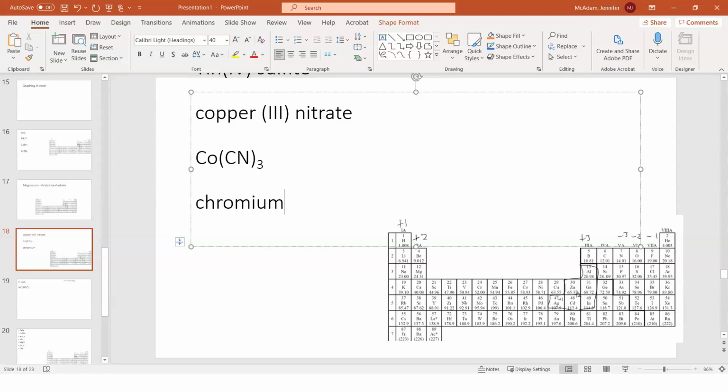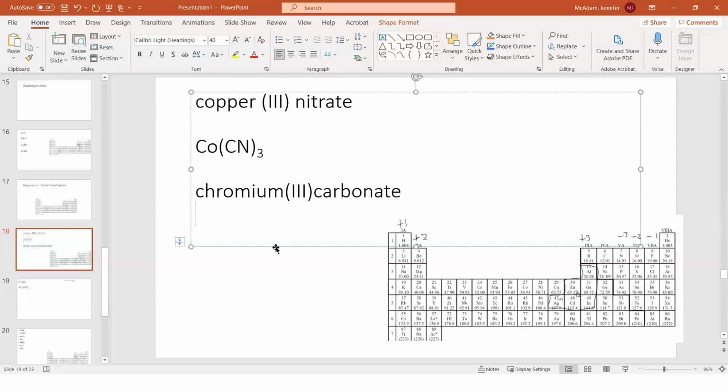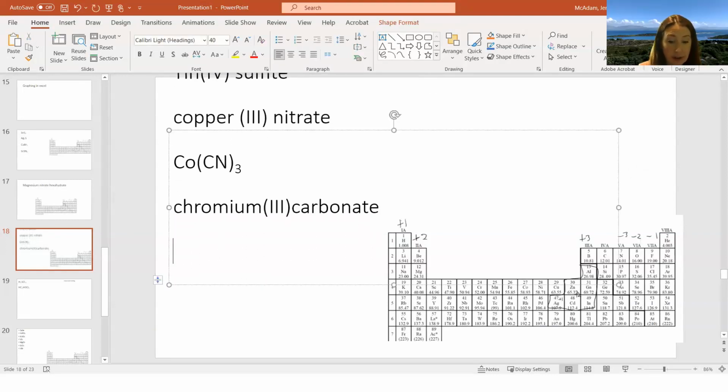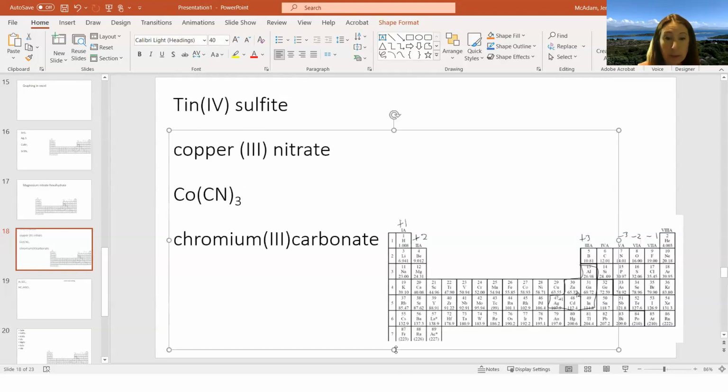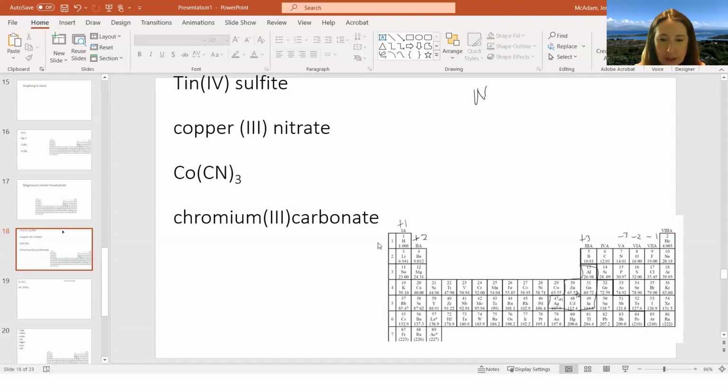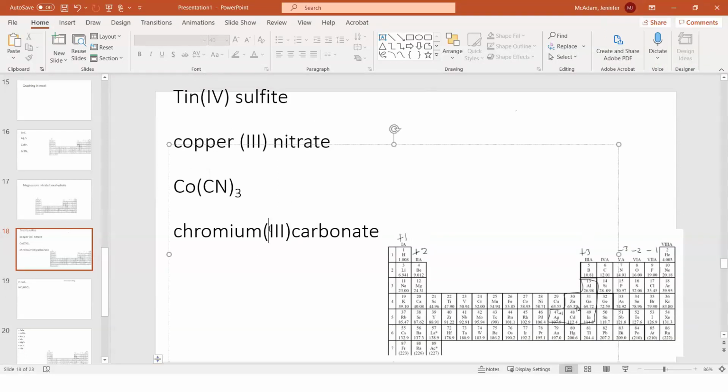I have a question for the molecular ones. If the first element has a prefix, how would be the ending of that word? Would it end with IDE? No, you just say whatever it is. So like if it was P2, you would say diphosphorus. I know it seems a little weird, but if it said N2, that would just be dinitrogen. Okay, thank you. You're welcome.